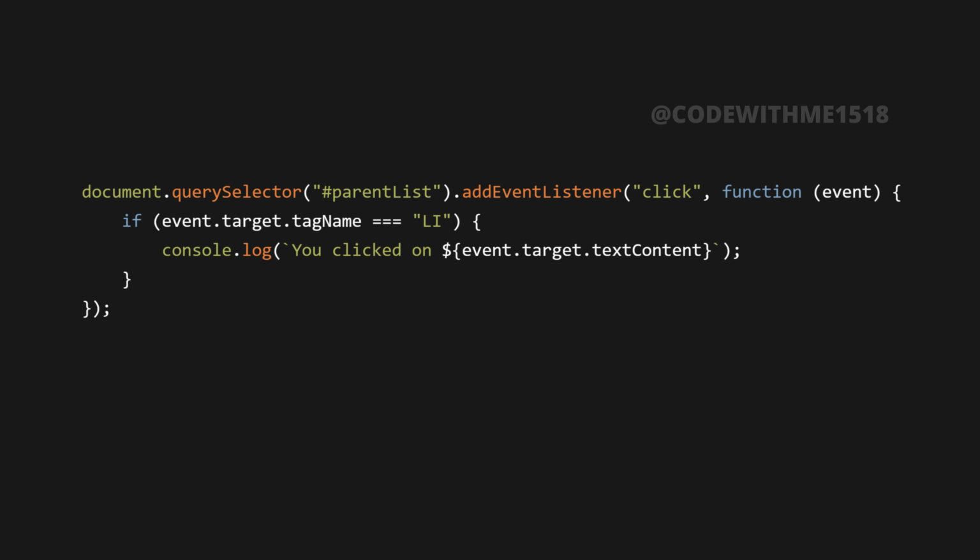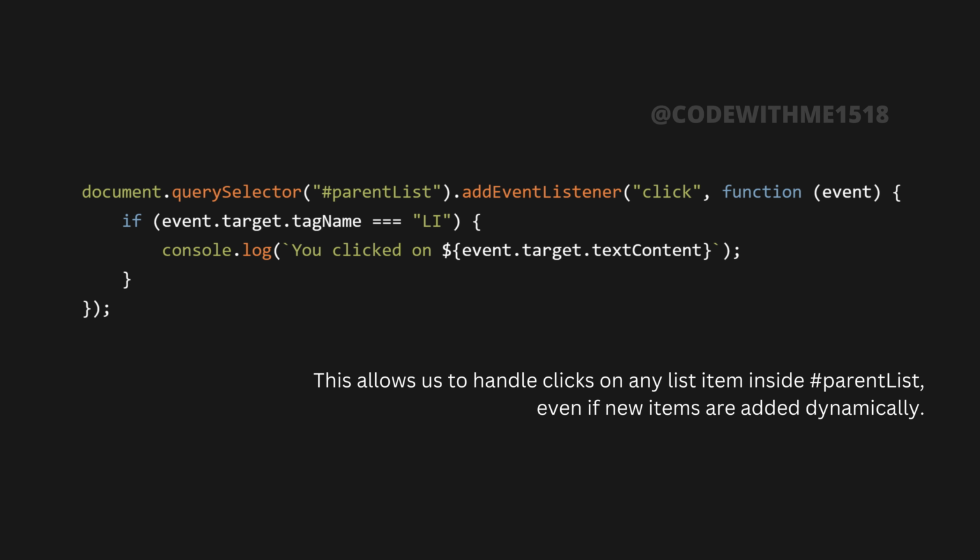document.querySelector('#parentList').addEventListener('click', function(event) { if (event.target.tagName === 'LI') { console.log('You clicked on ' + event.target.textContent); } }). This allows us to handle clicks on any list item inside parentList, even if new items are added dynamically.